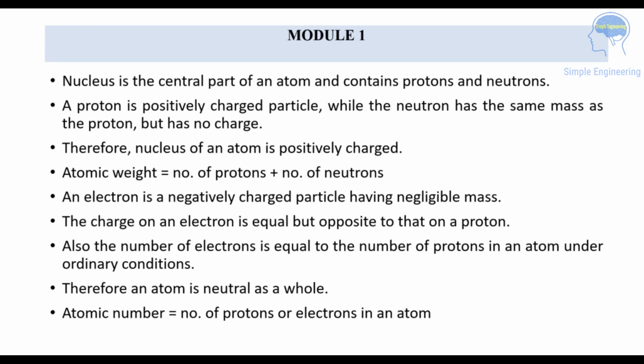And an electron is a negatively charged particle. It has a negligible mass. The charge on an electron is equal but opposite to that on a proton. Also, the number of electrons is equal to the number of protons in an atom under ordinary conditions. Therefore, an atom is neutral as a whole. So atomic weight is the number of protons and neutrons, and atomic number means the number of protons or electrons in an atom.